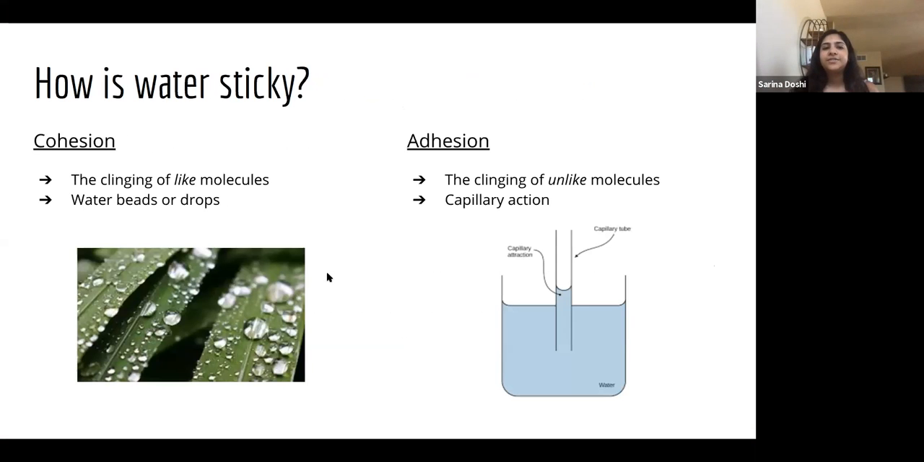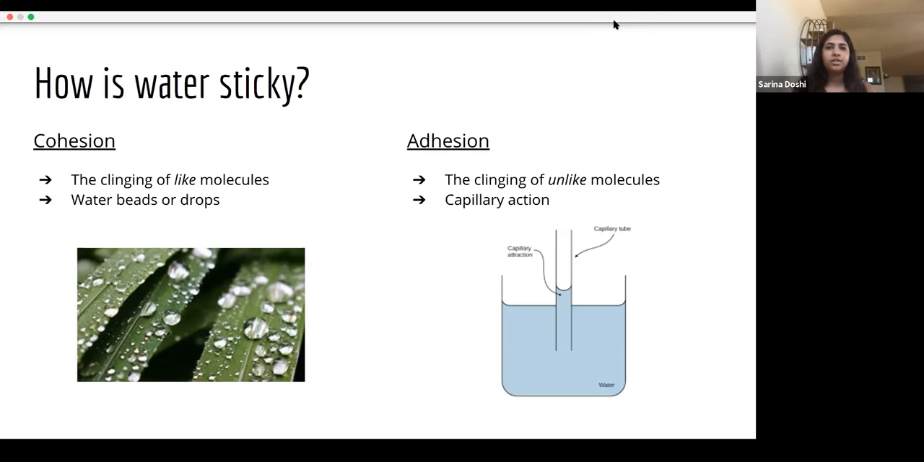So going back to the idea of surface tension and how water is sticky, there are two different types of sticky water, I guess is the best way to put it. We've got cohesion and adhesion. Cohesion is the clinging of like molecules, and you can think of it as water beads or drops. If you go outside and you see the rain falling, it sticks together. Rain doesn't really fall in individual molecules, right? It falls together. That would be a product of cohesion.